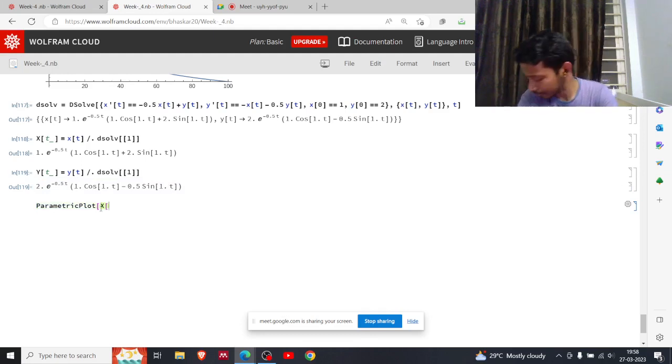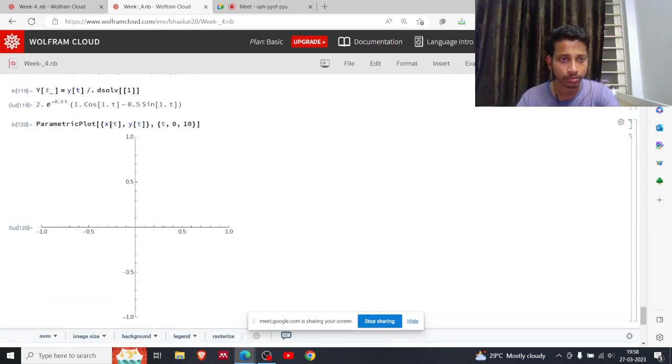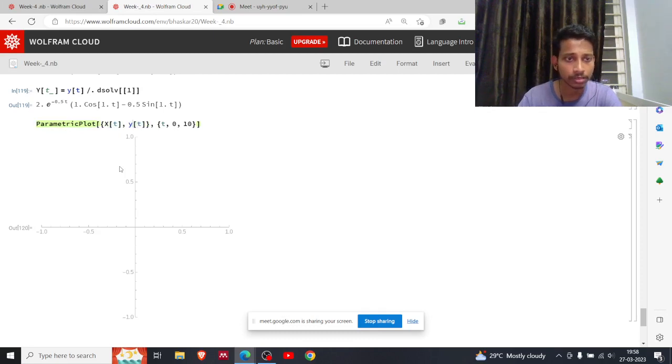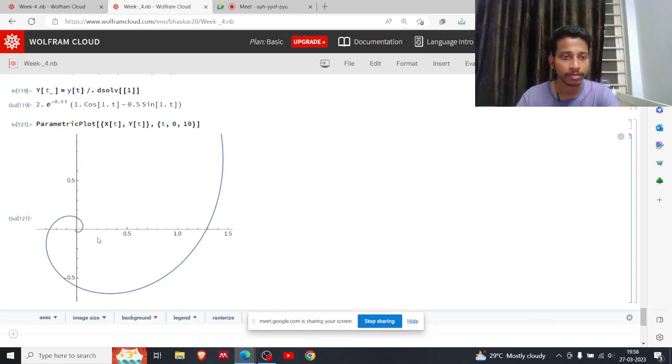Parametric plot of capital X(t), capital Y(t), comma t equal to... oh, capital X, this will be capital Y. So this is the parametric plot where the x-axis denotes the value of capital X(t) and the y-axis denotes the value of capital Y(t).